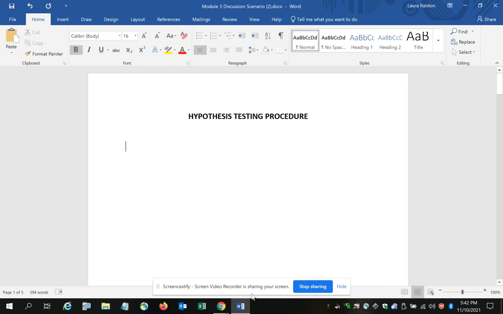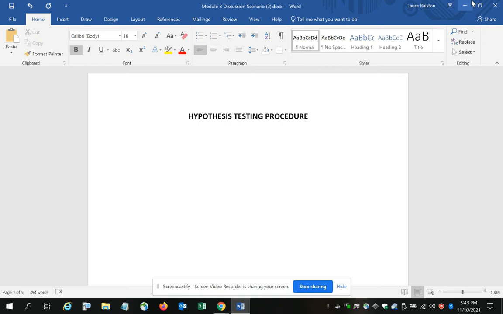Apparently, some of you are struggling with the hypothesis testing procedure, knowing what the steps are and what you're supposed to do when you are asked to conduct a hypothesis test. So I want to review very quickly what those steps are and then look at a couple of examples.